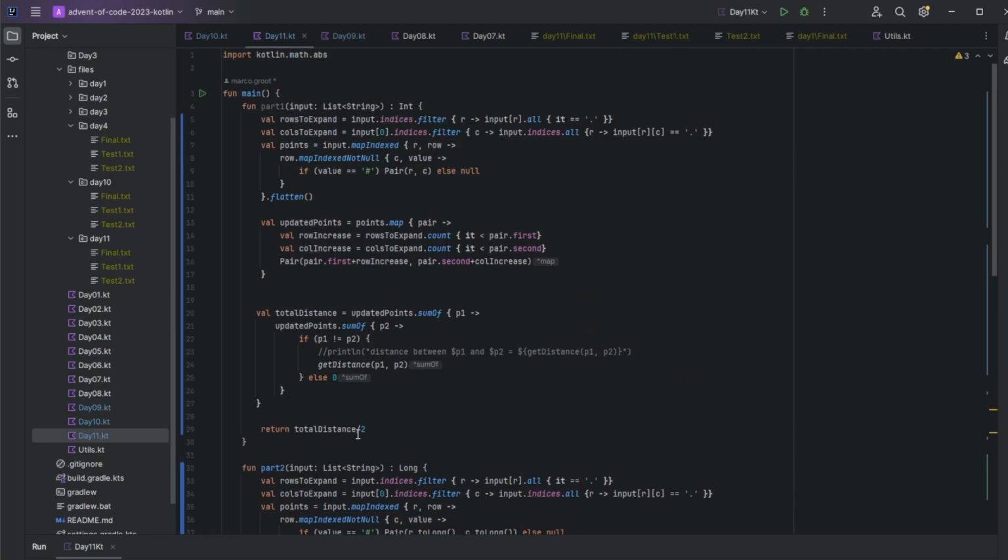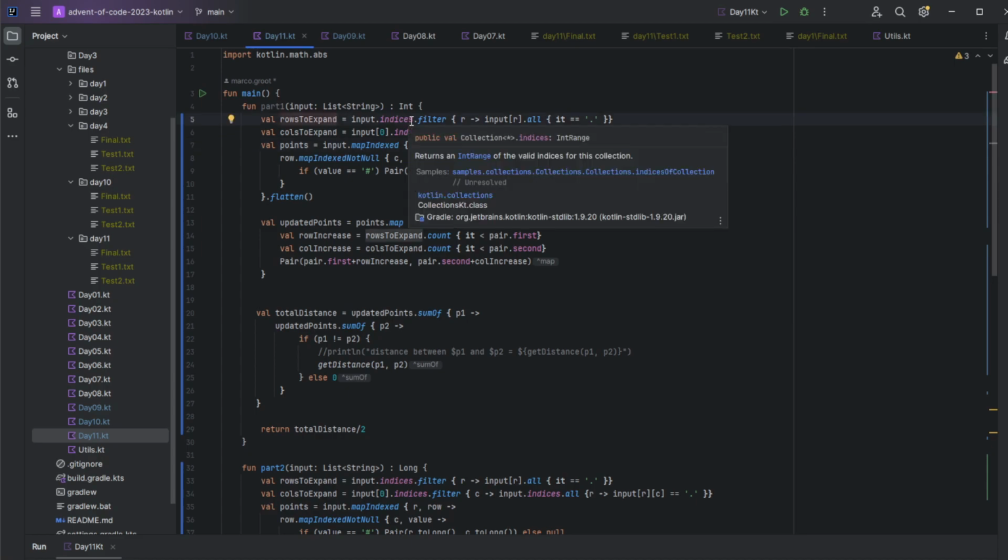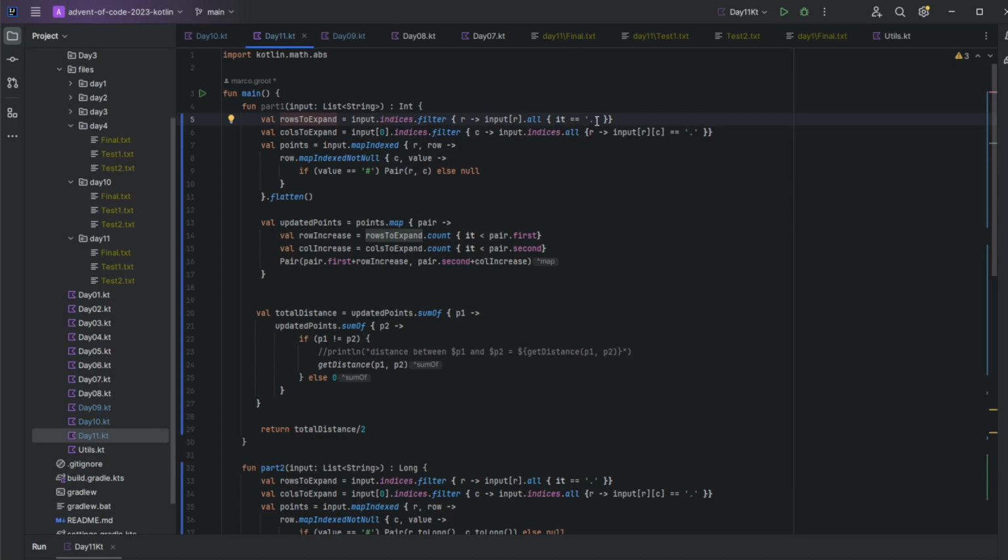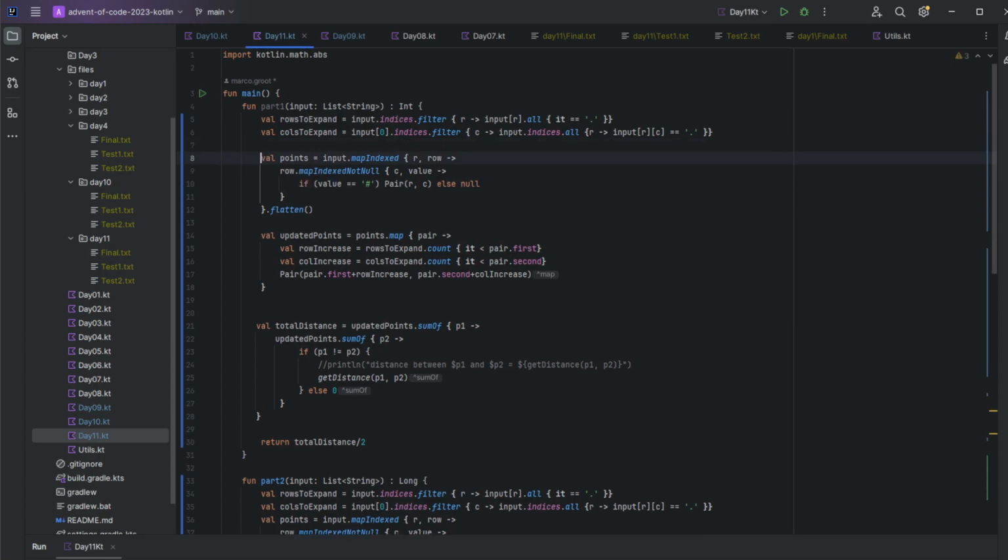Let's get into it. So part one, I was actually lucky in the way I thought of it at the start, in that I didn't want to actually add to the original input array because I thought it'd be annoying to add the columns and stuff. So what I did is I kept track of all the indices of all the rows and columns that were all full stops, which means that they're going to expand. And then I got all the points from the grid.